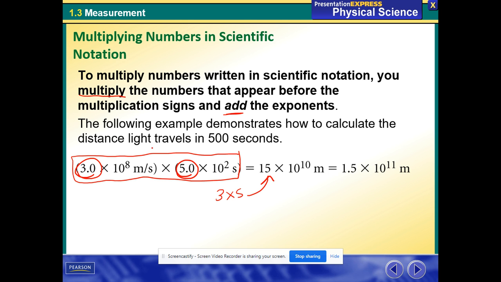Then we're going to add the exponents. Remember, exponents, this little number up here, 8 and 2. So 8 plus 2 is what got us to 10.